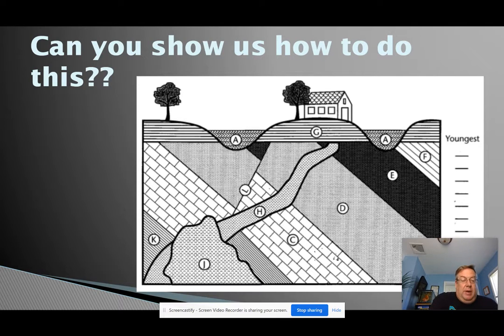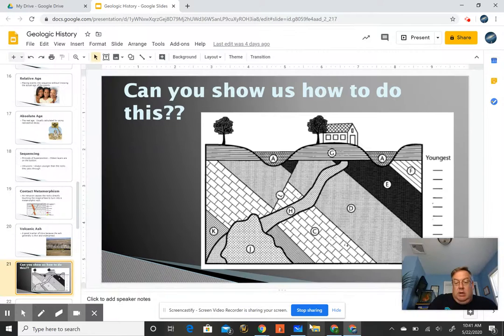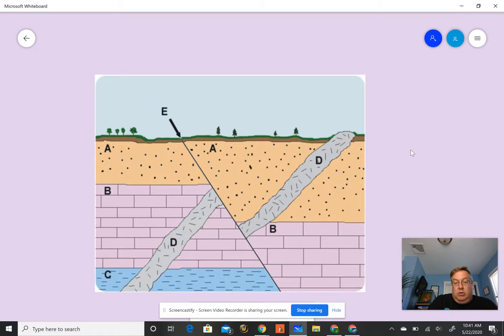I'm going to come out of this, go into this to show you how to do one. Okay? So we have a couple of things going on here. So there are rock layers A, B, C. There's intrusion D. There's fault E. And there's one unconformity that we're going to address. Okay? So we need to put them in order from oldest to youngest.